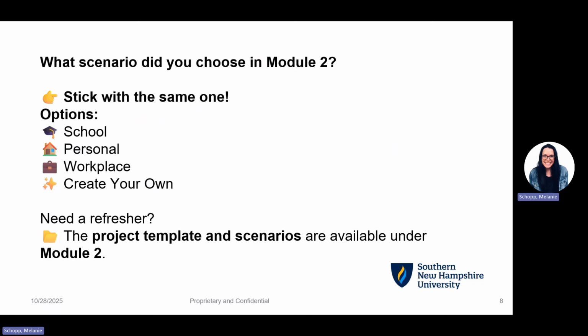Now, let's talk about the project draft. Let's think back. What scenario did we pick back in Module 2? Because you're sticking with the same one. You either picked school, personal, workplace, or you might have created your own scenario, right? If you need a refresher on where that template is, or you need to look at the scenarios again, you will always find that under Module 2, that very first project draft assignment, okay? I just want to remind you of that template in case you lose it or need it, and those scenarios are underneath Module 2.